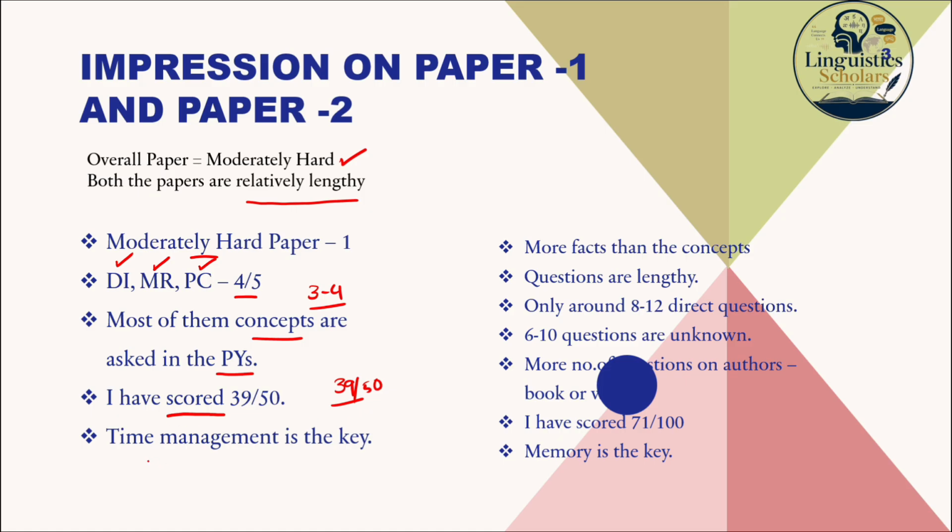But in this paper, time management is the key, because the paper is lengthy. In terms of DI, 2 to 3 questions are very lengthy, especially in mathematical reasoning. Most of the 3 questions are very lengthy, and the passage is a bit short so that you can easily answer them, but it takes more time for DI, mathematical reasoning and aptitude. So time management is key. If you have practiced enough mock tests for paper 1, you can easily score around 40 questions, so you can score around 80 marks.